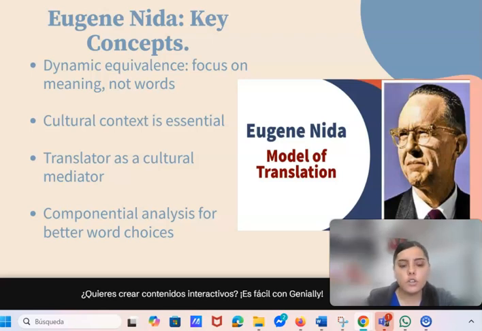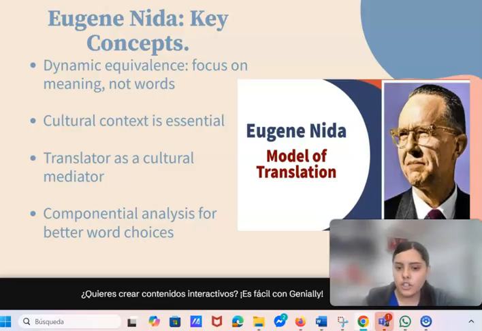He also introduced componential analysis, a method to break down words into basic features to find better equivalence. And he worked a lot on bridging the gap between cultures when translating. For Nida, understanding the audience, their culture, and the purpose of the text were essential.